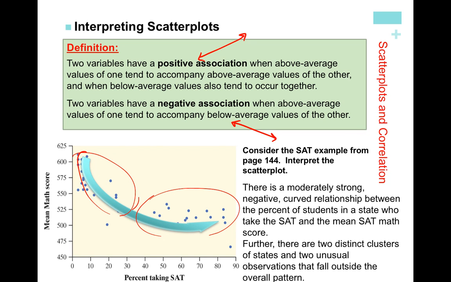So it is moderately strong. There is a pattern. It is negative. So as the percent increases that are taking the SAT, the average SAT scores tend to go down. And then it's a curved relationship between the two variables. Again, like I pointed out, there are two distinct clusters. So you have this set here and this set here. And then there are a couple of unusual observations like this state here where you have about 20% taking the SAT. They had an unusually low average SAT score relative to the rest of the group.